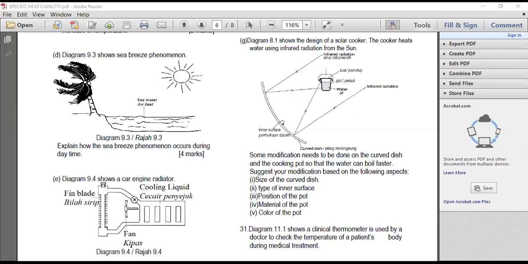Now color of the pot. You want a good absorber, so the color must be dark. Reason: good absorber of heat. Okay, so this is a sample of the answers that you can give.